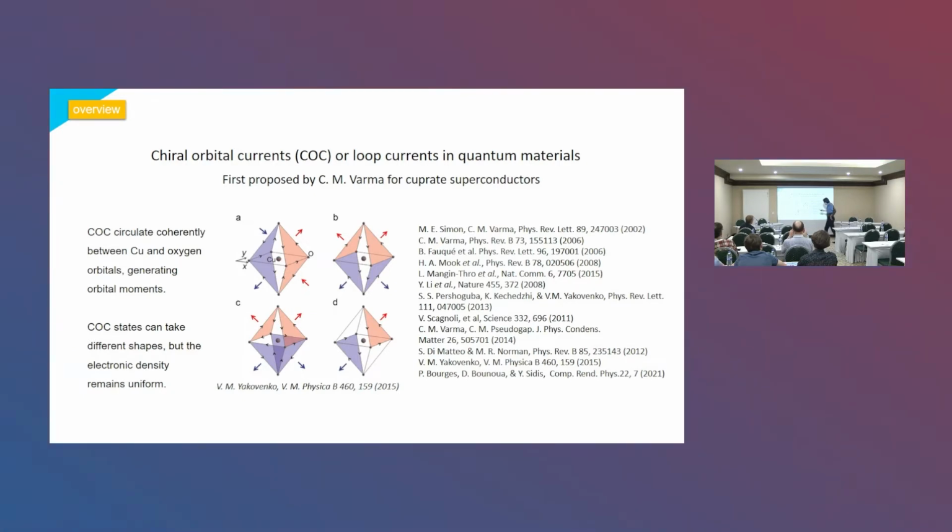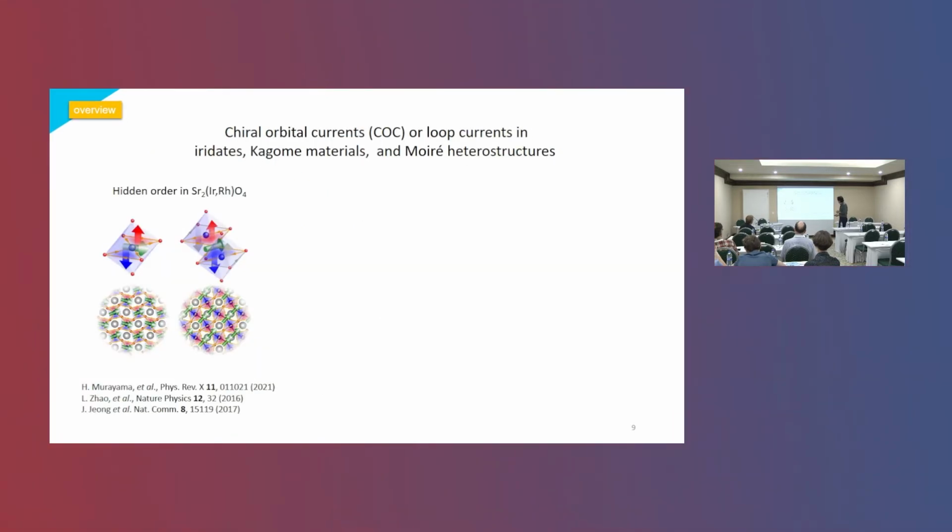So there is a spontaneous charge current running between the copper and oxygen orbitals. These arrows indicate the direction of the loop currents, whereas these arrows indicate the orbital moments generated by these loop currents. This is the very first attempt by Varma for cuprate superconductivity.